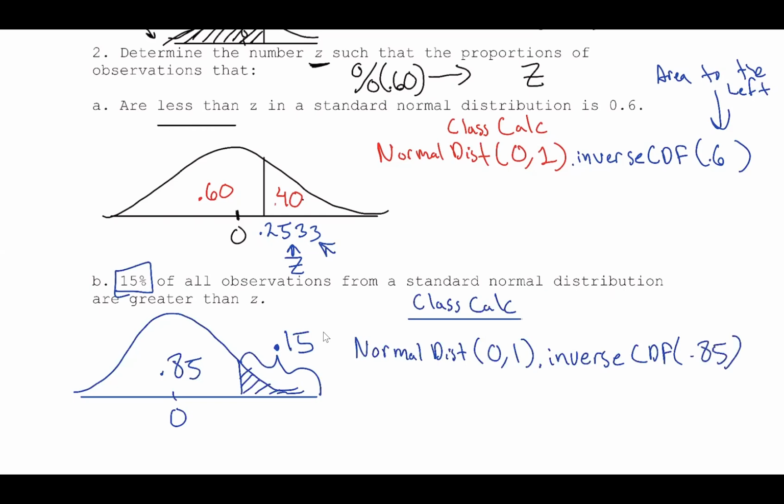Because if you remember, you always want to enter the probability to the left. Because if you enter the probability to the right, it's going to give you the bottom 15%. So in order for it to give us the top 15%, we have to tell it, okay, give me the Z value that breaks up the bottom 85%. So this is what I'm going to put into class calc. So let's go ahead and enter this into class calc.